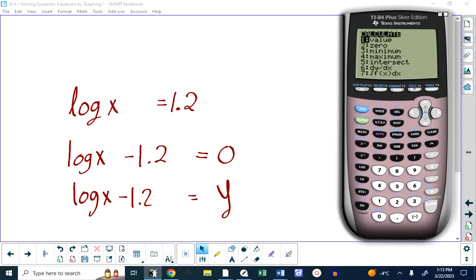Go to your calculate menu, choose 0. Put your cursor to the left of it, hit enter, put your cursor to the right of it, hit enter, hit enter. So this number that says x is the solution to that equation.